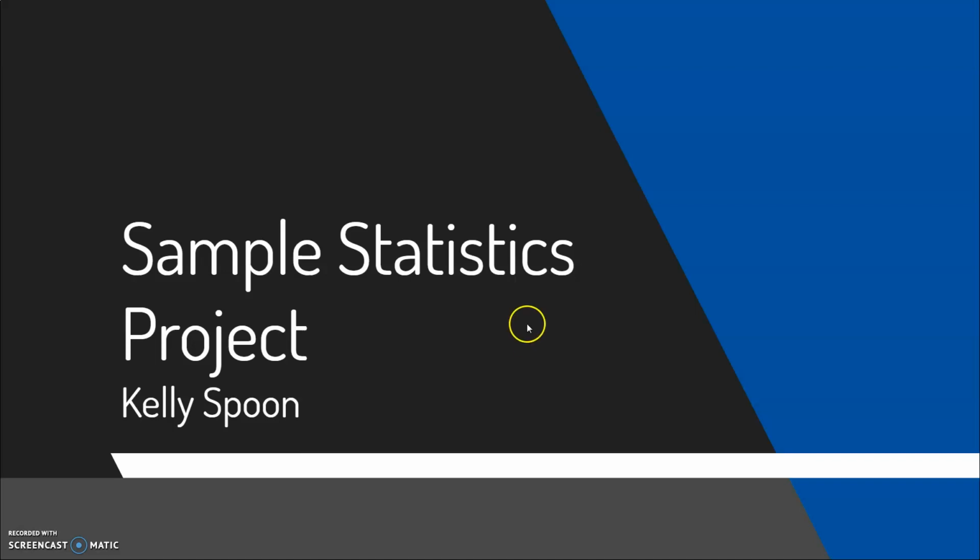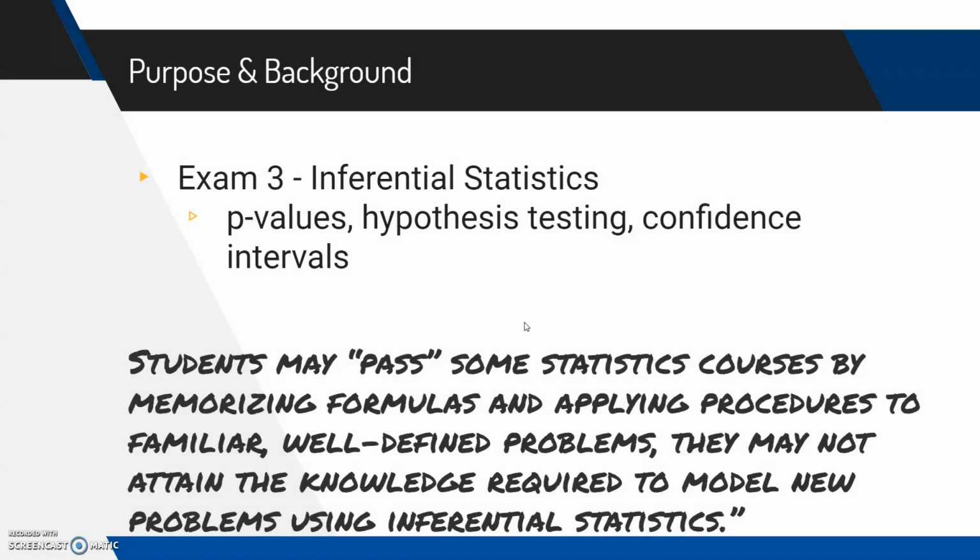So I decided to do my sample project on the different things and factors that might be associated with Exam 3 scores. Exam 3 is important to me because it's inferential statistics. This is where we get our first look at how statistics are usually used when they're used to make decisions that affect us in our lives. So p-values, hypothesis testing, confidence intervals, all of these are at the heart of how we use stats in decision making.